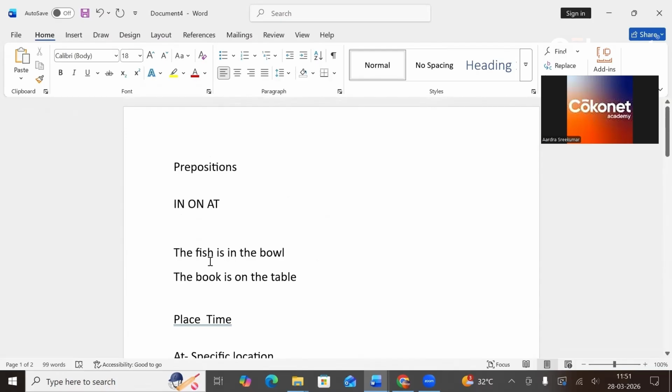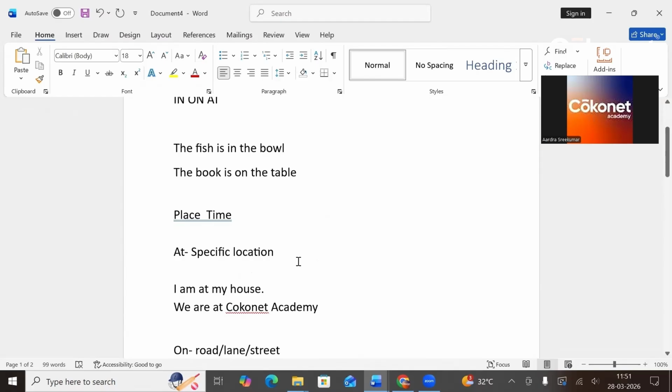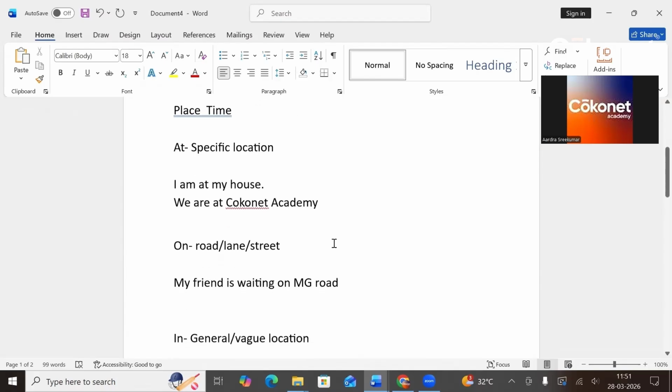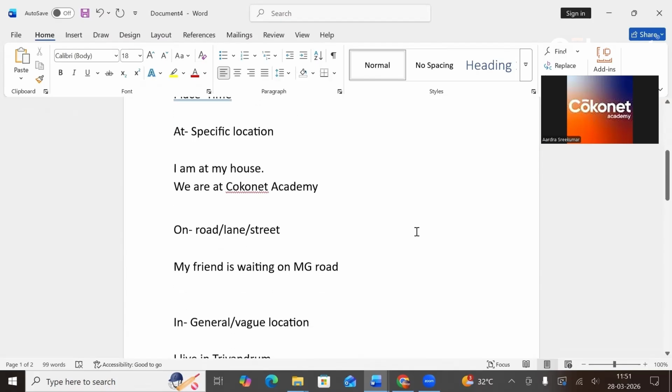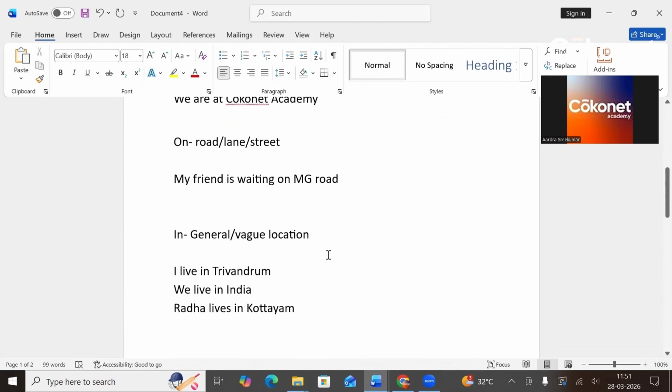So the fish is in the bowl, indicating in the larger meaning that it is inside the bowl. The book is on the table, indicating it's on top of it, right? And now, when it comes to "in", "on" and "at", we can broadly divide the scenarios into place and time. With respect to place, "at" is used to indicate a specific location. For "on", it's a road, lane, and street. And for "in", if you're not sure about the location, if it's vague or general, we can use "in".